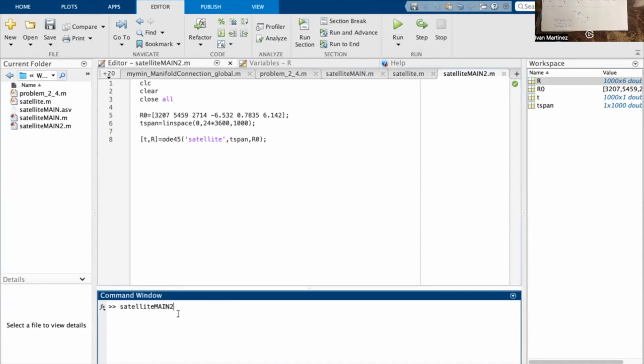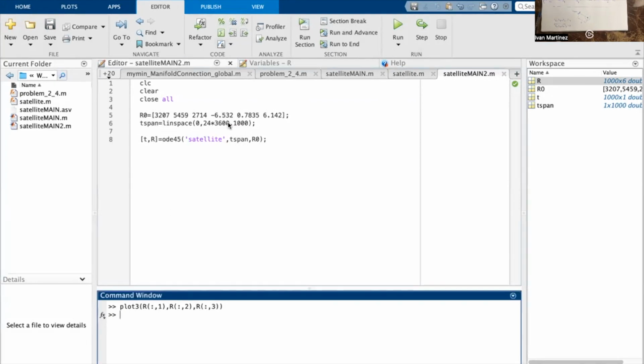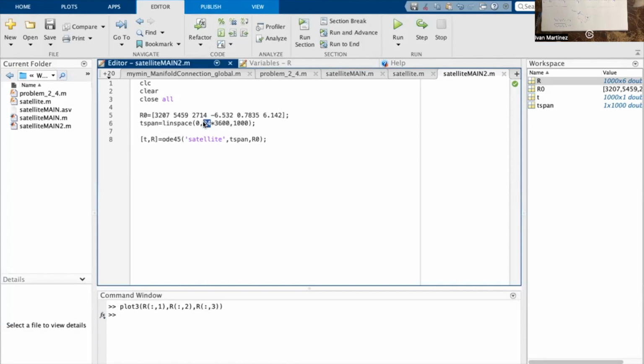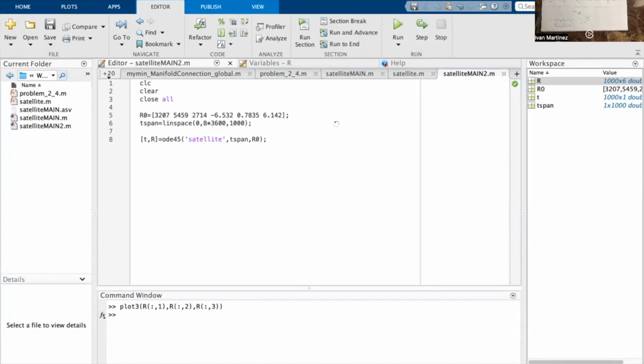Let's see how it looks now. You see it looks more smooth because there's 1,000 points instead of 100. What else do we see? We chose to integrate the equations for an entire day, and we see a lot of periods. So let's do less. Instead of 1 day, 24 hours, let's do just 8 hours. You see, it does less now. We still have 3, but that's okay. This should be good enough.